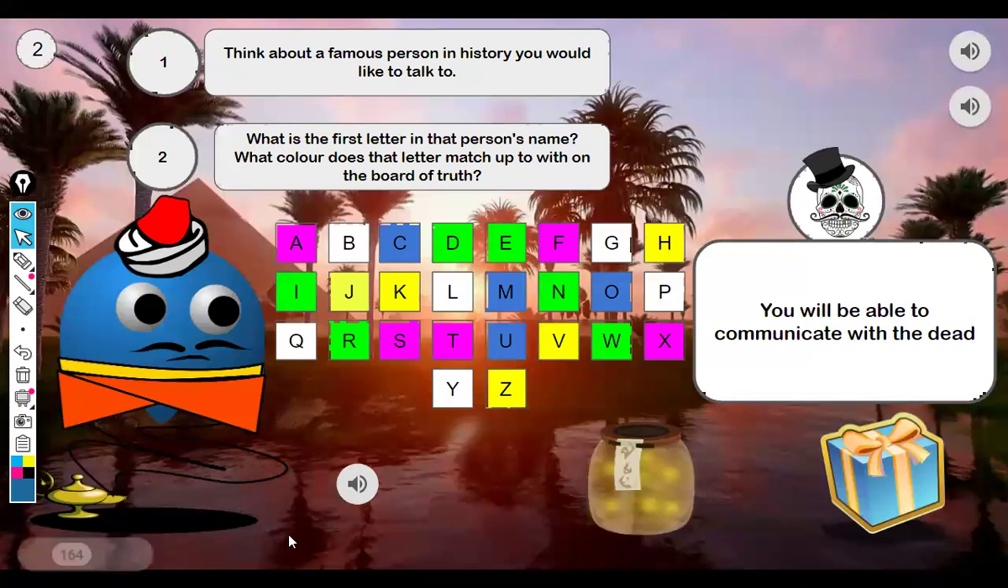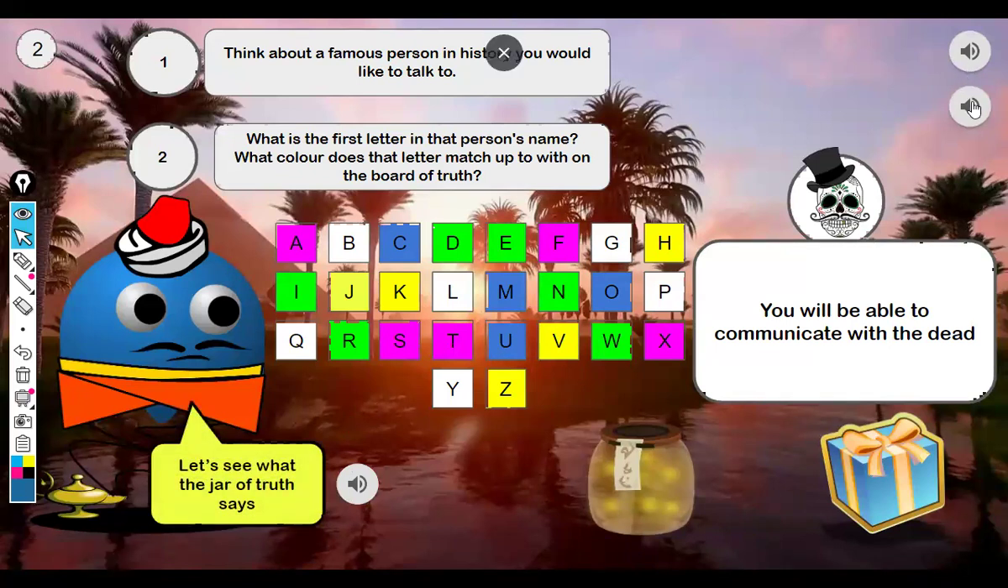Let's see once your color appears in the jar. Let us see what the jar of truth says. Yellow or white? Anybody won this one? Was your letter yellow or white? If so, you win the prize. I did not win. All right, guys, let's move on. Let's do one more question.